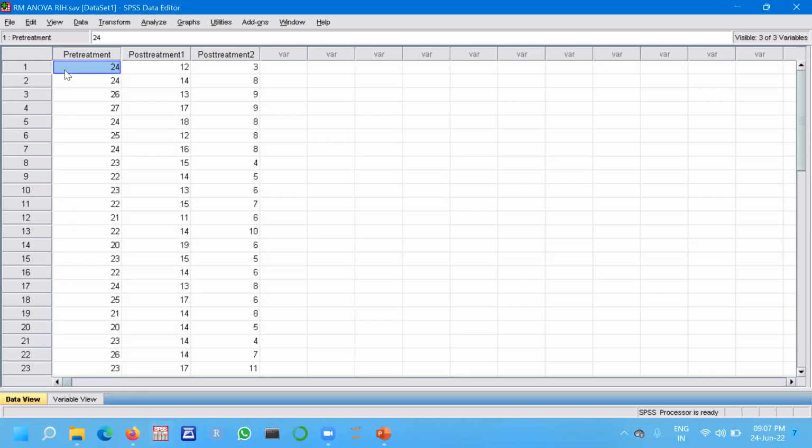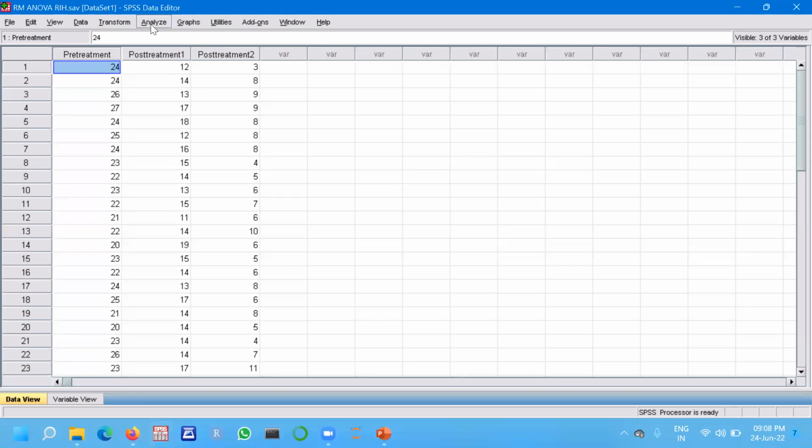I think more than 15, it is severe insomnia. Between 8 and 15, it is moderate insomnia, and I think up to 8, it is mild insomnia. I feel so, but this is the score.